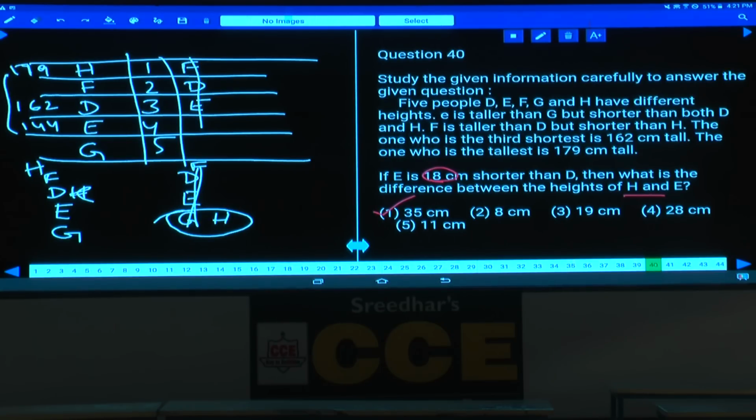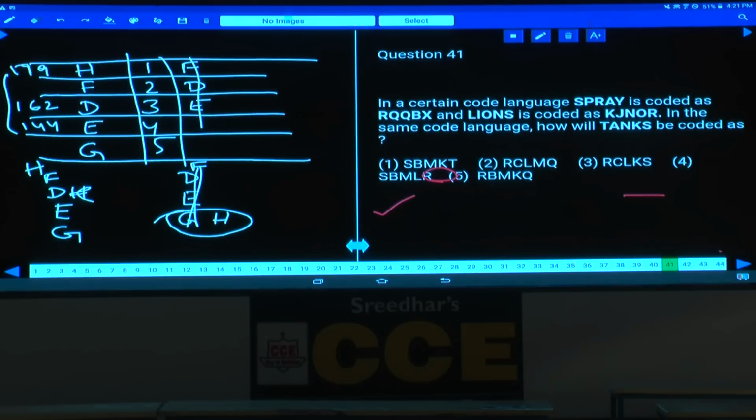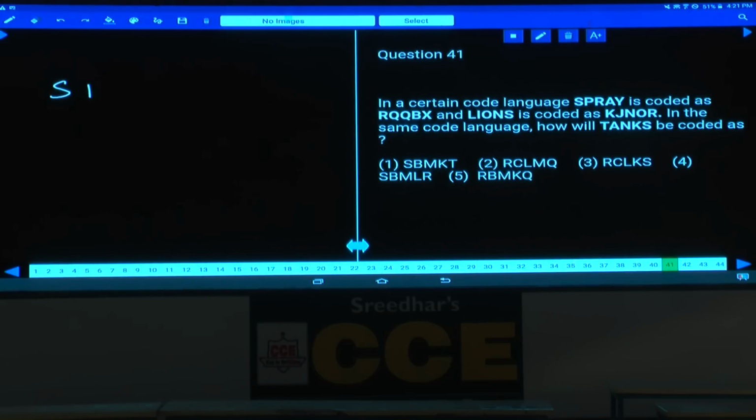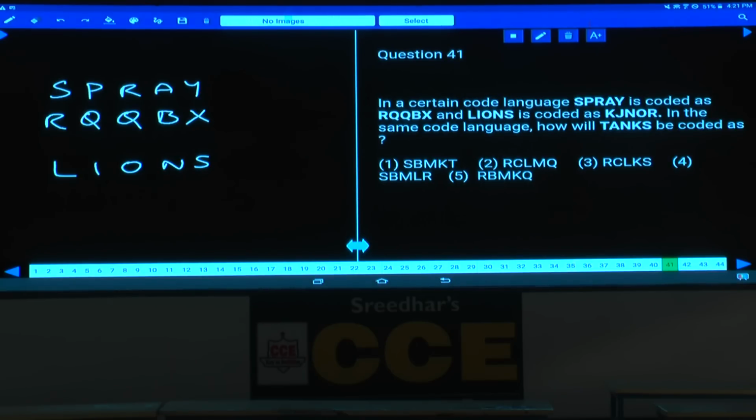39 and 40. Then question number 41. In a certain code language, the word spray is coded as RQQBX, and lions is coded as KJNOR. Then how is the word tanks coded in this one?